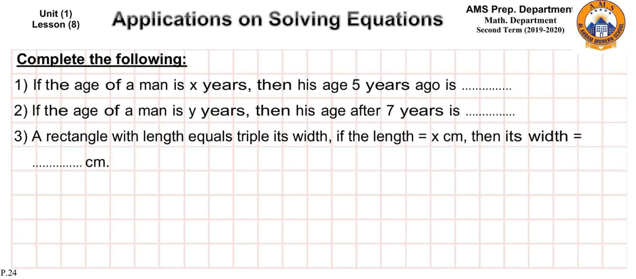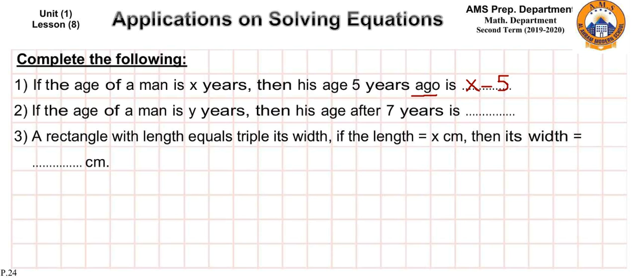If the age of a man is X years, then his age 5 years ago is. So, the age of the man is X. The word ago means that we will do minus. So, his age will be X minus 5.